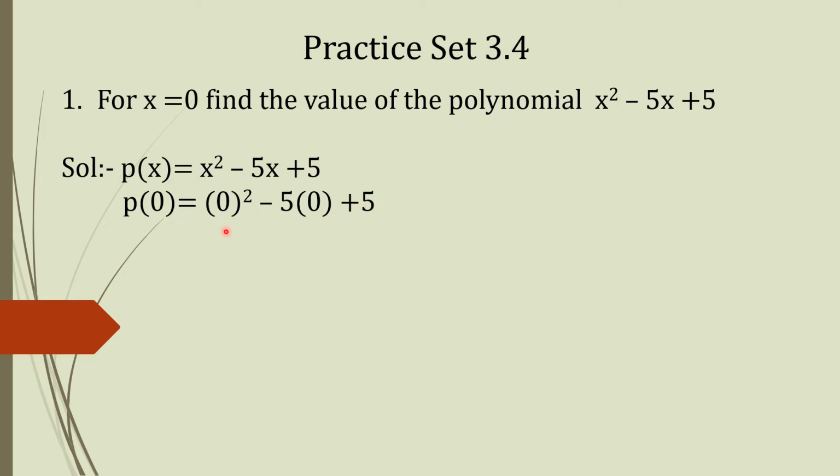So you know 0 square is 0, minus 5 into 0 will be 0, and plus 5 will remain as it is. So we'll solve this and you'll get the answer, students, that is 5. So the value of the polynomial when x equal to 0 is equal to 5. So I'll write down p of 0 equal to 5. Now let's move to the second question.